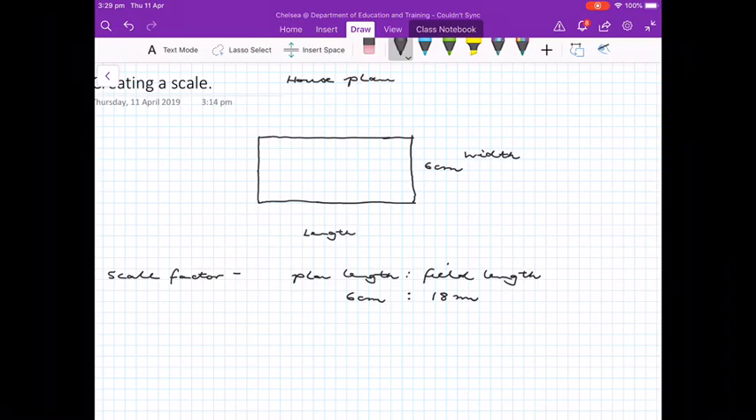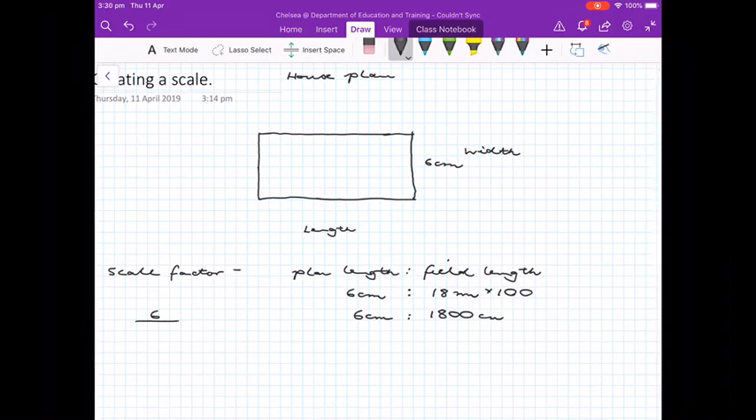Now I have a map and I've put on my scale 6 centimetres and 18 metres. So what I'm going to do firstly is I'm going to make sure that they're the same unit. So now I have 6 centimetres on the plan is actually 1,800 centimetres in real life. Now you can simplify this scale by putting it in as a common fraction on your calculator, which would come up with 1:300.